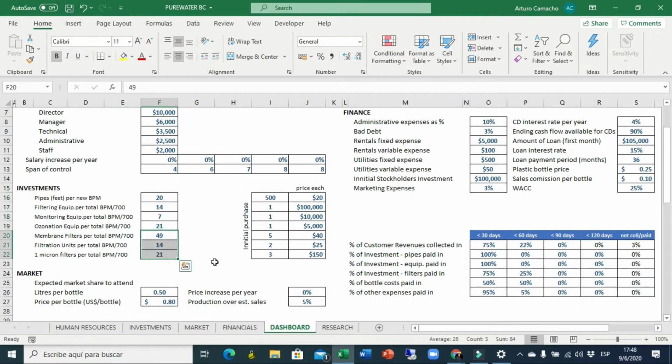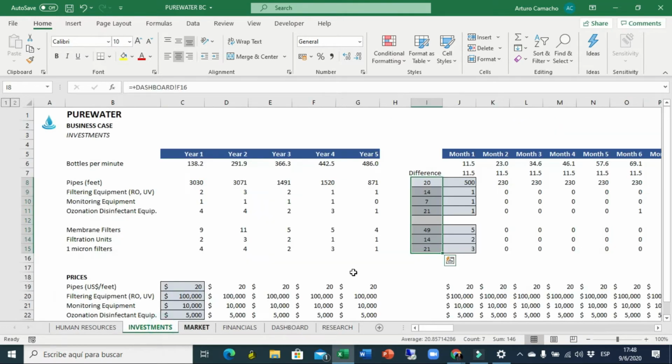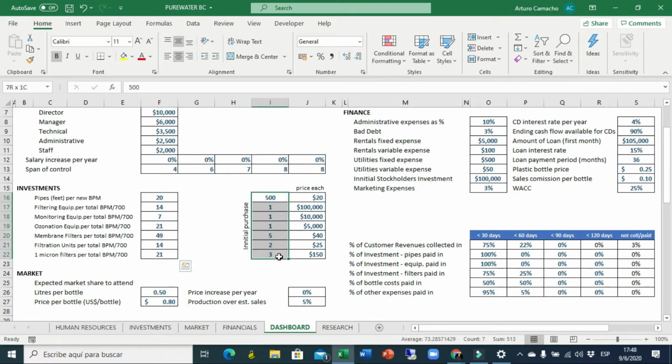So what you see is that you have the initial purchase. Remember this right here, it's the initial with whatever you begin, and then the new equipment that you buy for each additional bottle per minute that you produce, and the price of each of these equipments are here. Okay, so all your investment can be controlled from this single dashboard.